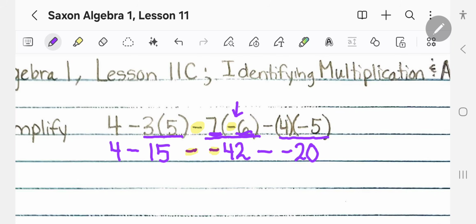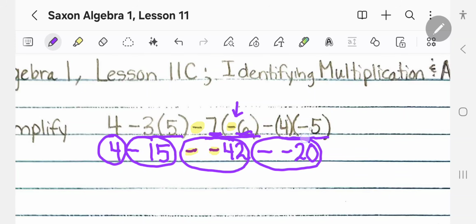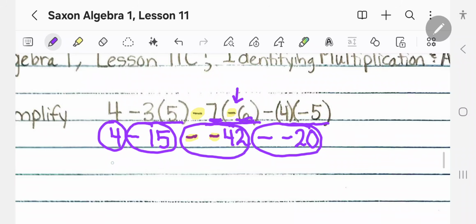All right, now we need to simplify this a little bit. I'm going to go back to one of the strategies they mentioned when we first started doing the positives and negatives, and I'm going to circle each number with the signs that are in front of it, and we're going to simplify each thing. 4 is as simplified as it can get. I'm going to insert a plus sign and think of this as a negative 15. And then I'm going to insert a plus sign. And we know when we have 2 of those symbols, we think of it as the opposite of negative 42, which would just be positive 42.